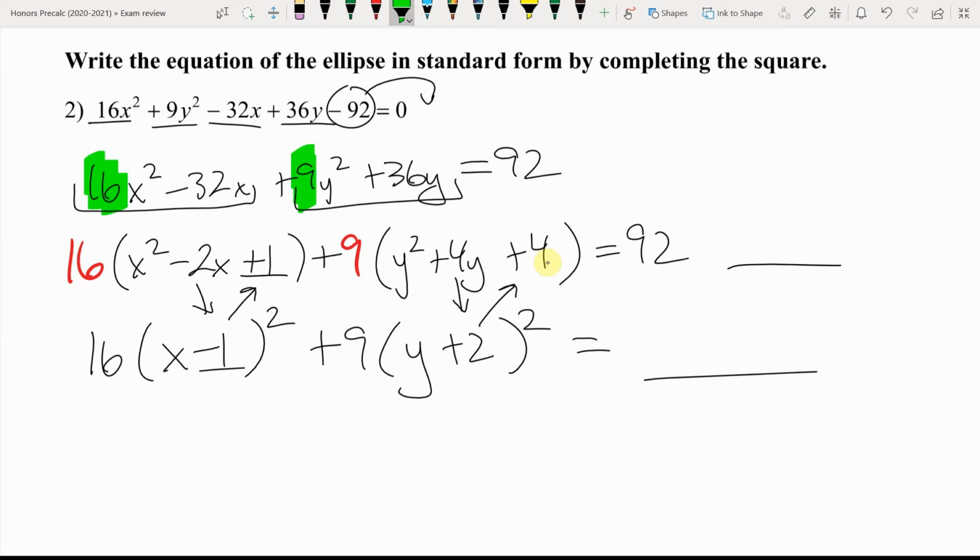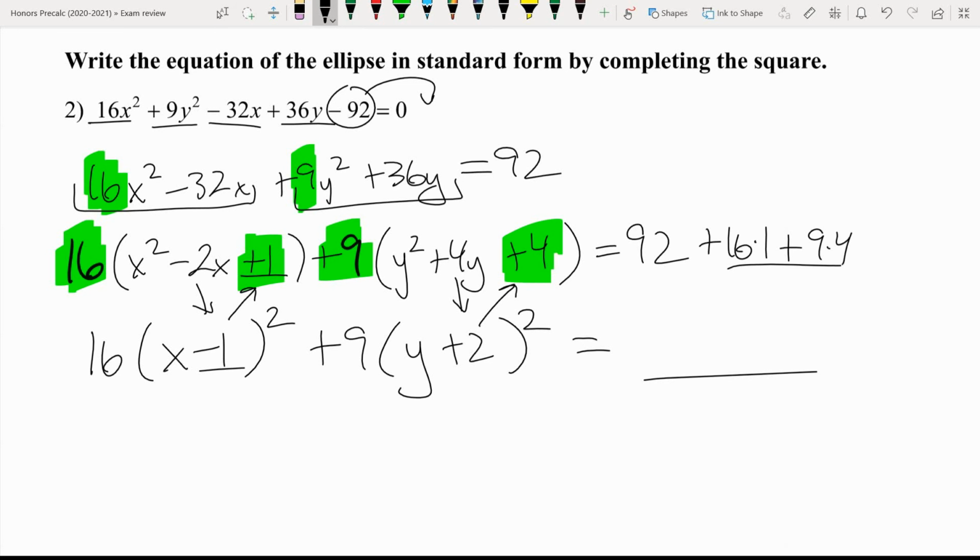I need to actually, to balance this out on this side of the equation, I need to take the 16 times the 1 that I just added in there, and the 9 times the 4 that I just added in there. And those are what I have to put on the other side to keep it balanced. So I'm going to add to this 16 times the 1 plus 9 times the 4. So you put all those together, it's going to be, what, 92 plus 16 plus 36, which is, I believe, going to be 144. 144 if you do that.